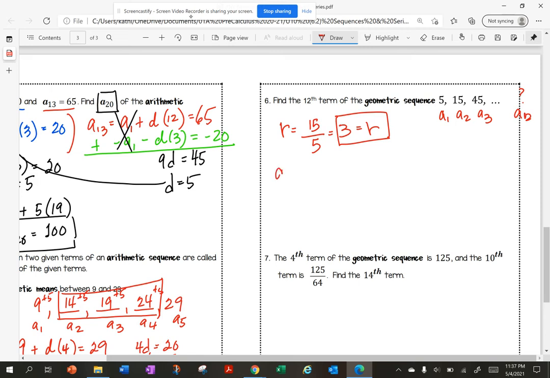So my 12th term, substituting into the equation, is the first term, 5, times my common ratio, 3, to the n minus 1. So 12 minus 1 is the 11th power. So putting this in my calculator, I get 885,735. There we go.